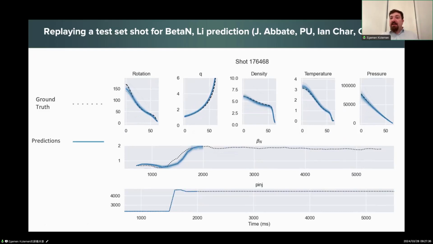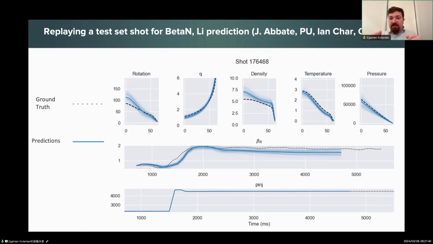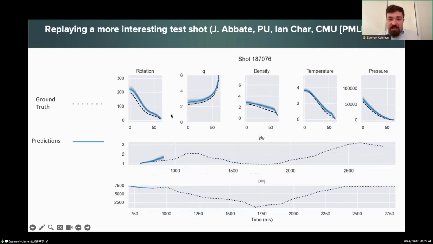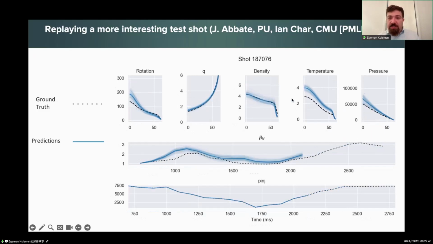So basically, I have now a full model of the plasma. It's like a game. I can play with it. And then I can say, what if I increase the beam, reduce the beam and increase it again? So I can see rotation going up and down, temperature increasing and reducing. So now I have this model that I can play with.